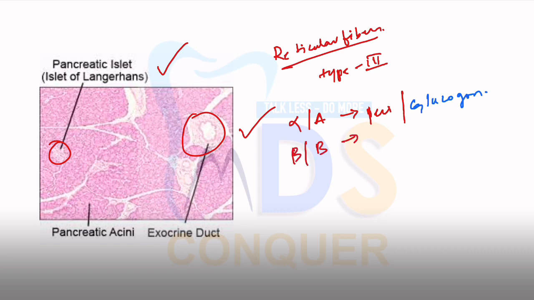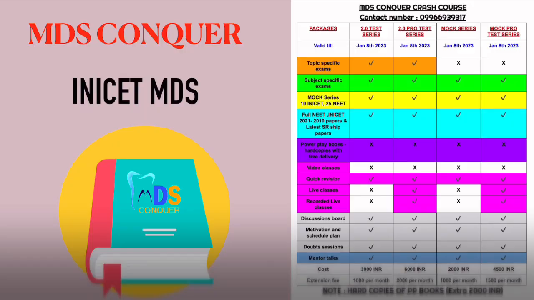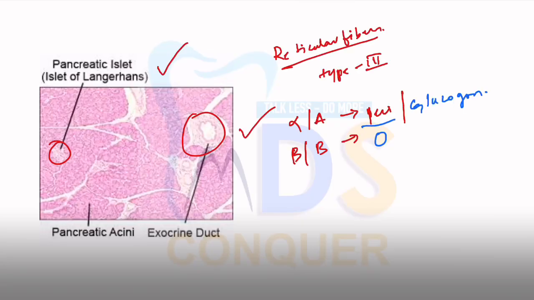Okay, so next comes the most favorite for all of us, beta cells or B cells. So these beta cells or B cells are located in the center. So these are present in the periphery, and these are present in the center. Okay, so what do they produce? Yes, perfectly right. They produce insulin.